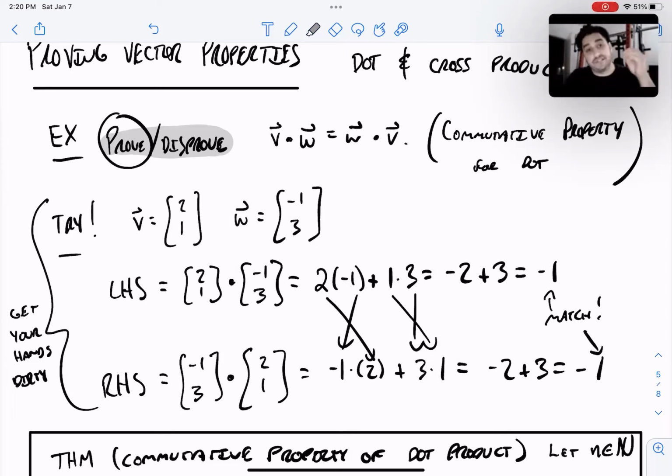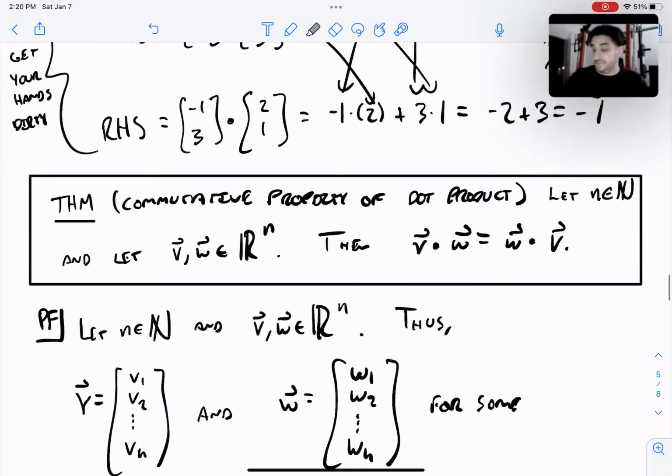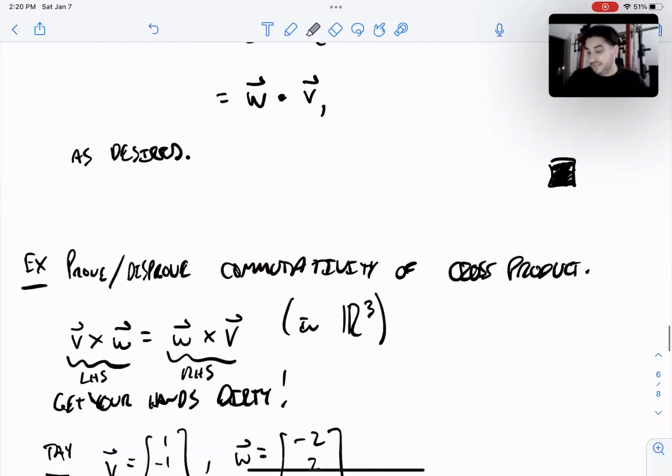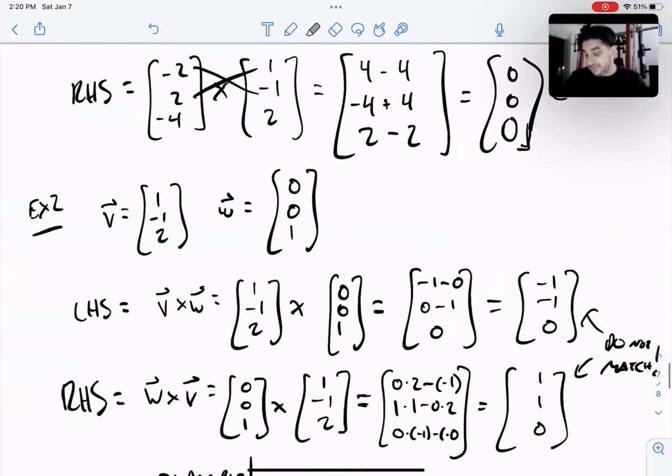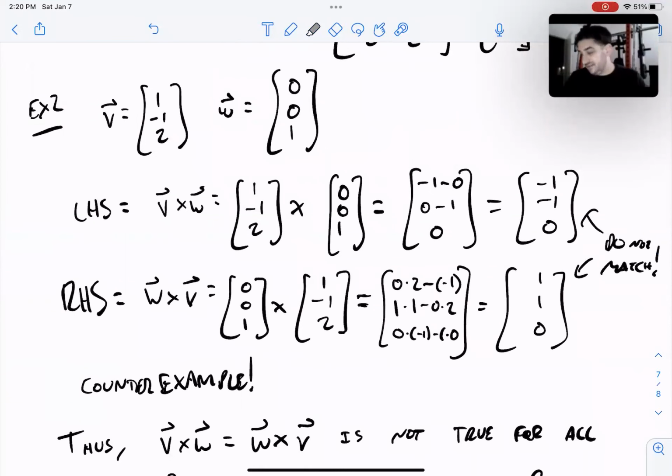You try some examples, and if they work out and they seem generic, then maybe try to write a proof. If you try some examples and one of them leads to a counterexample, then you're done. Then you just say, hey, there it is. There's my counterexample. The identity was not true. Right? So there we go. There's the commutative property for dot being proven, and the commutative property for cross being disproven.